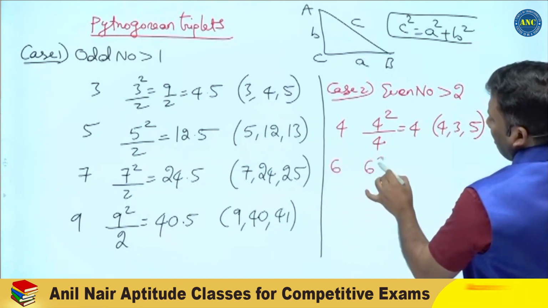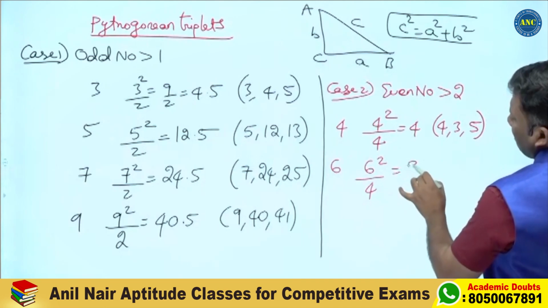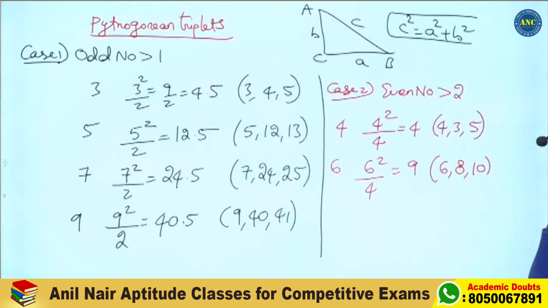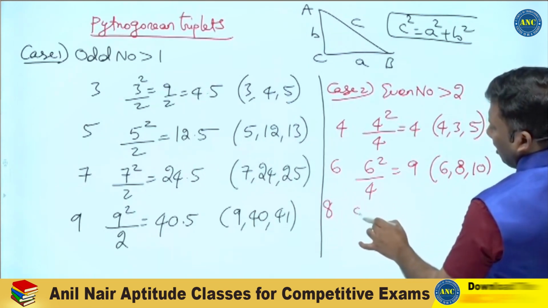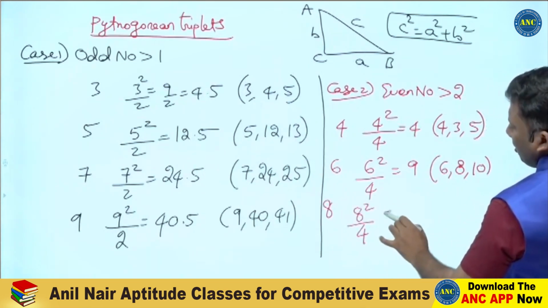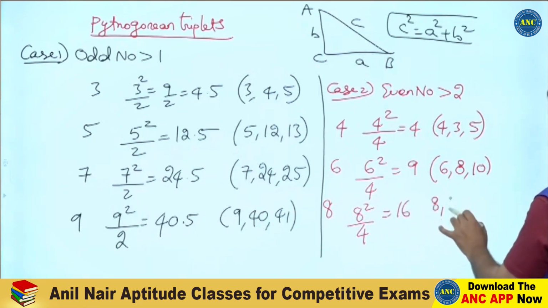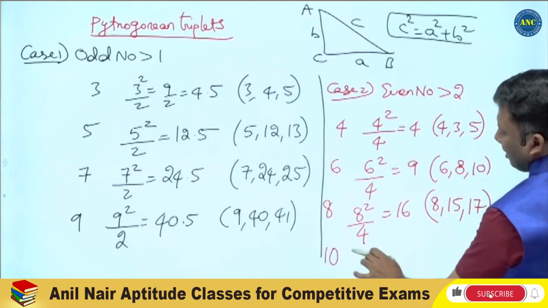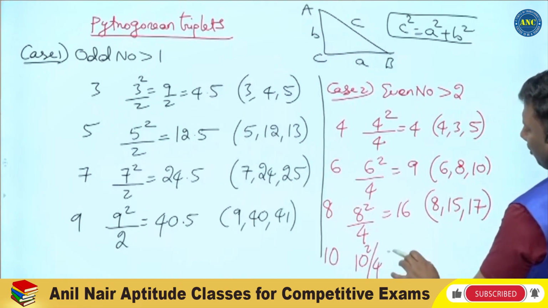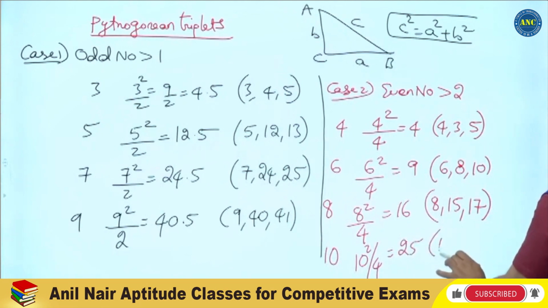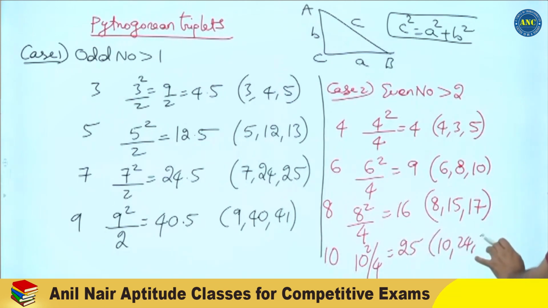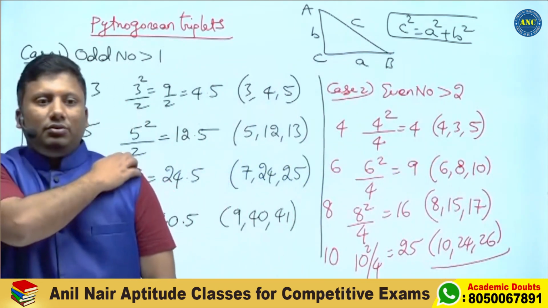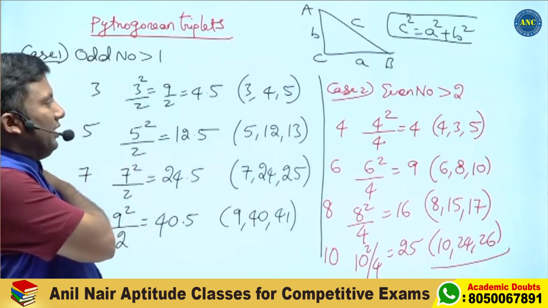If it is 6, 6 square by 4. 36 by 4, 9. Subtract 1 and add 1: 6, 8, 10. If it is 8, 8 square divided by 4, 16. Subtract 1 and add 1: 8, 15, 17. Are you all with me? If it is 10, square it and divide by 4. 100 by 4, 25. Subtract 1 and add 1: 10, 24, 26.